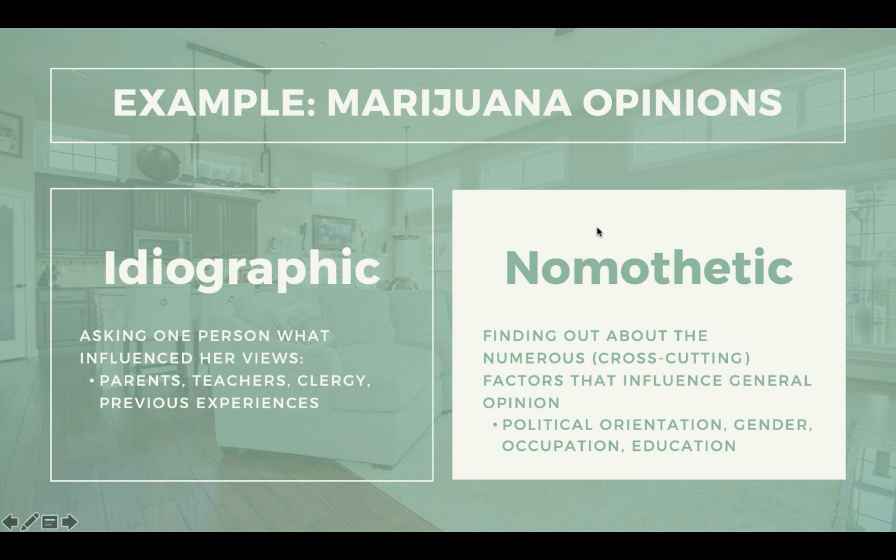A nomothetic approach would be what influences opinion about anything? Well, sometimes it's political orientation. Sometimes it's one's occupation. Sometimes it's education. These are classes of factors. We're not saying being a Democrat or being a Republican or working in this kind of job. We're just saying these classes of factors can influence a class of an outcome, marijuana opinion.